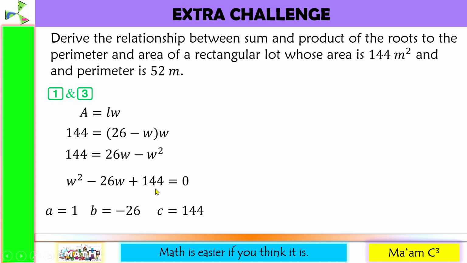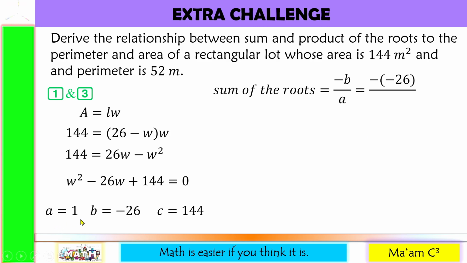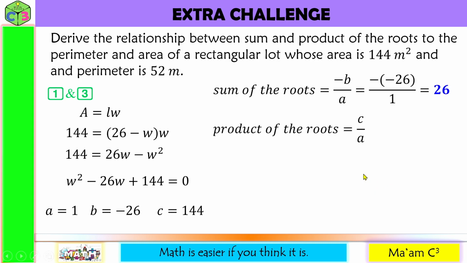Let us recall the formula of the sum of the roots, and that is negative B over A. So that would be the negative of negative 26 over A, which is equal to 1. Negative of negative 26 is 26, and 26 divided by 1 is 26. For the product of the roots, that is C over A, our C is 144 and our A is 1. 144 divided by 1 is 144.